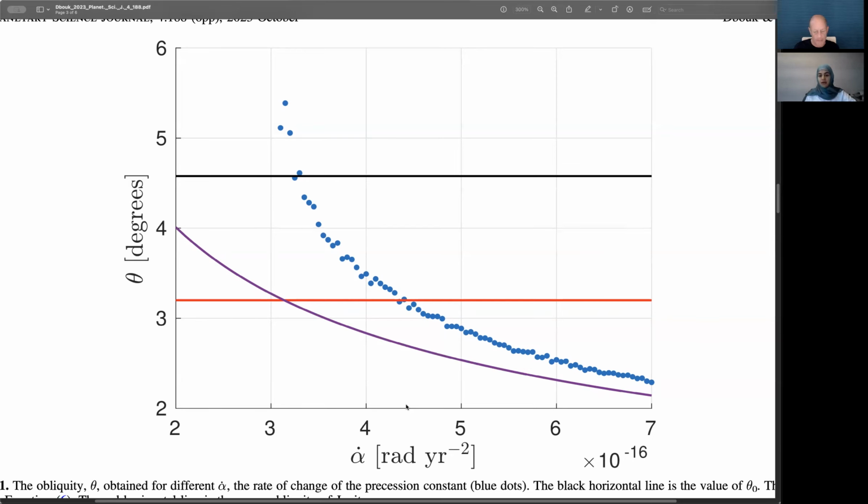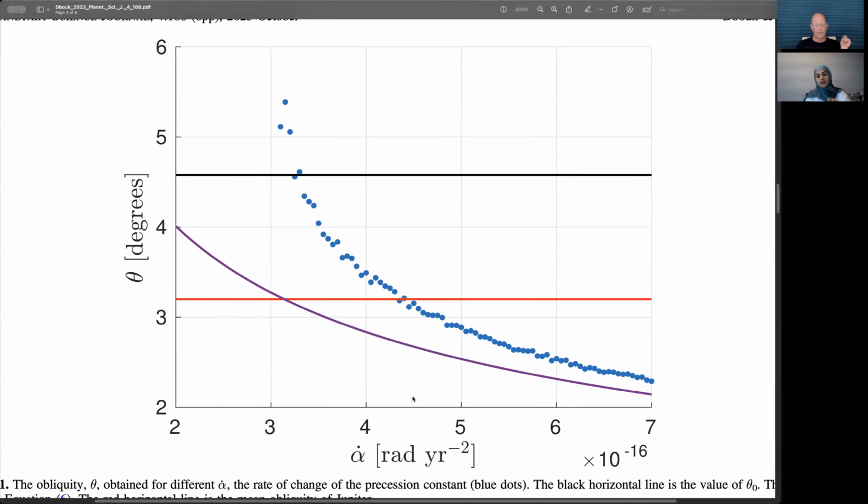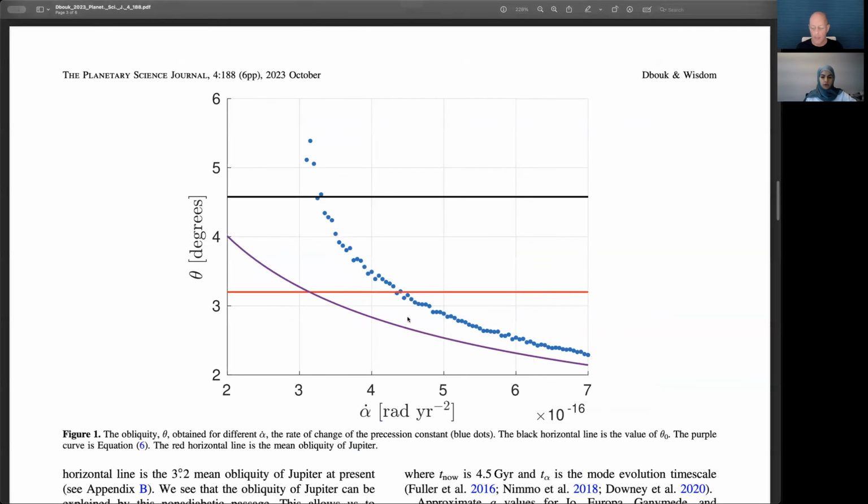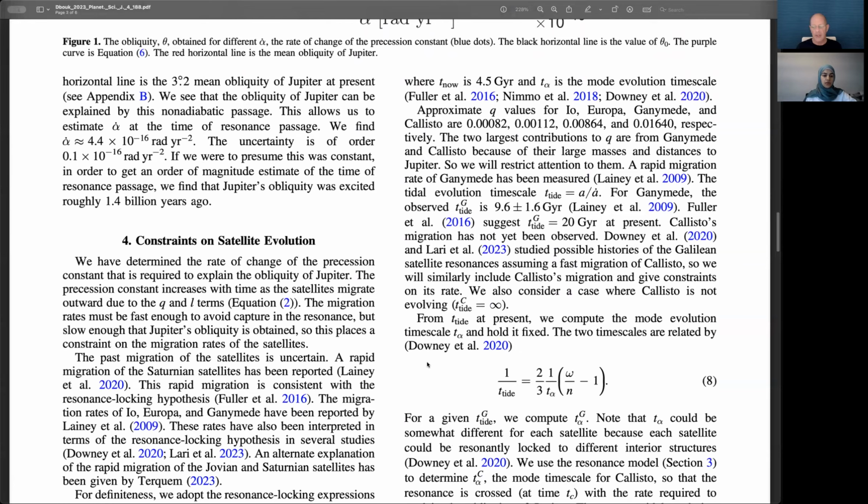So after knowing that value, we can then run the resonance model again, but with more complicated equations. We don't put alpha dot as a constant and evolve alpha linearly with time, but we actually provide migration rates for the satellites and let the system evolve based on the evolution of the satellites, such that it would cross the resonance with this alpha dot that we just found. So it would have the exact precession rate that we need and rate of change of precession rate at the resonance crossing.